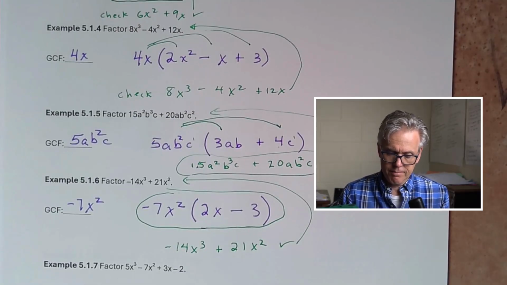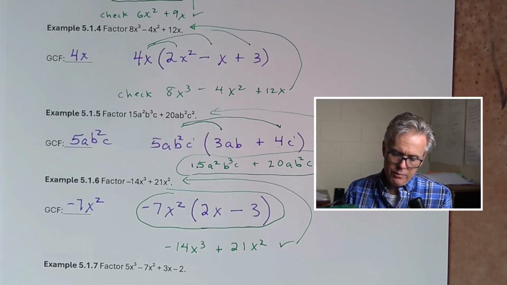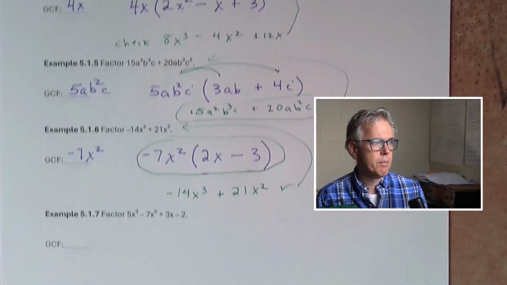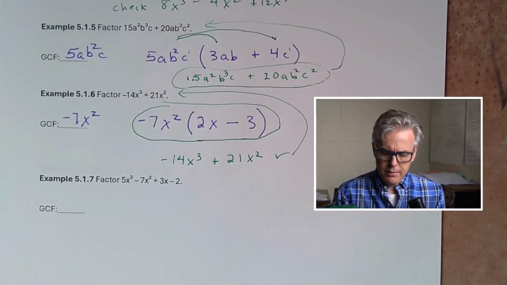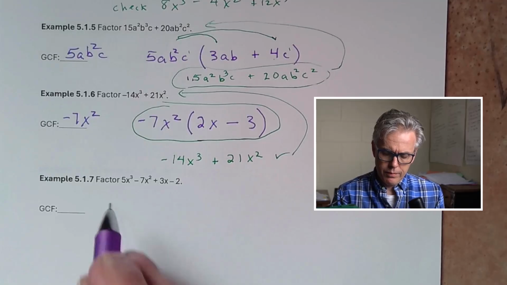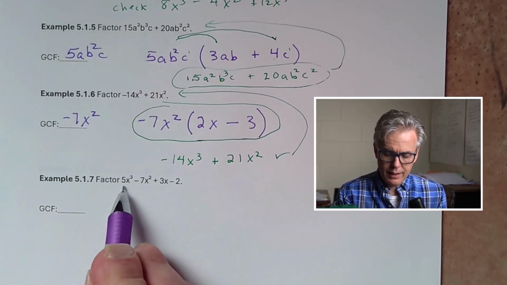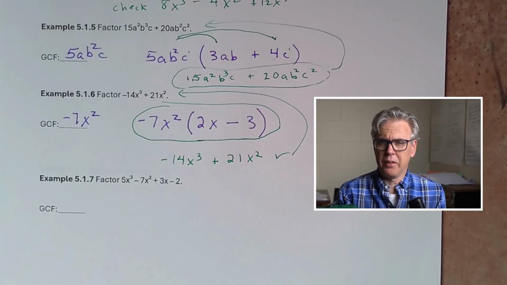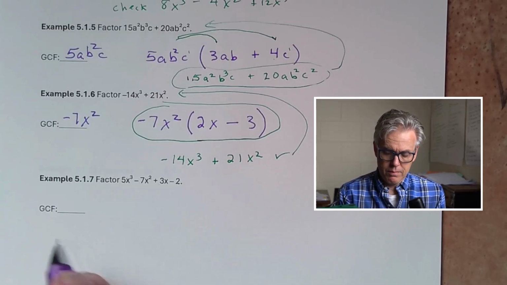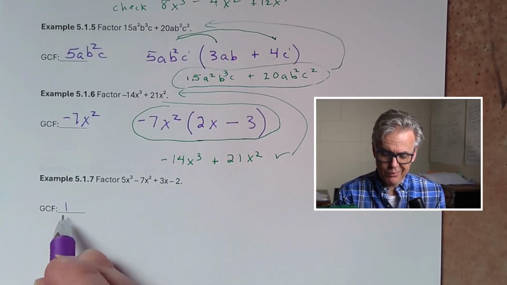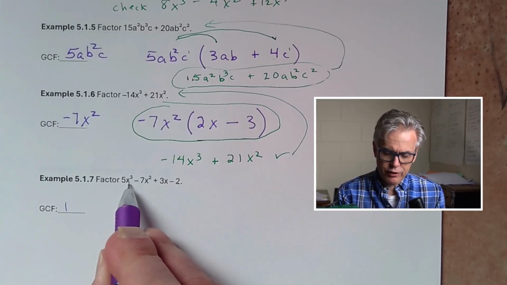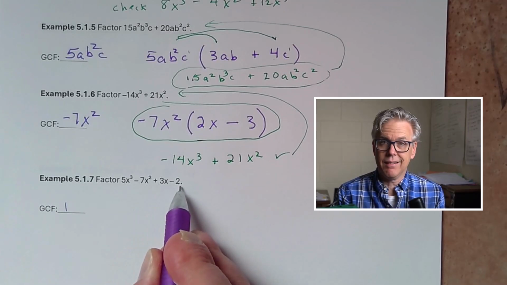All right, let's look at this one here. Factor 5x cubed minus 7x squared plus 3x minus 2. Look at the numerical factor. Can I pull out anything numerical? So we've got 5, 7, 3, and 2. Those don't share any common factors other than 1. So I guess I can put a 1 there. And I can't pull out a variable either, right? Because I've got x cubed, x squared, x, and then nothing.